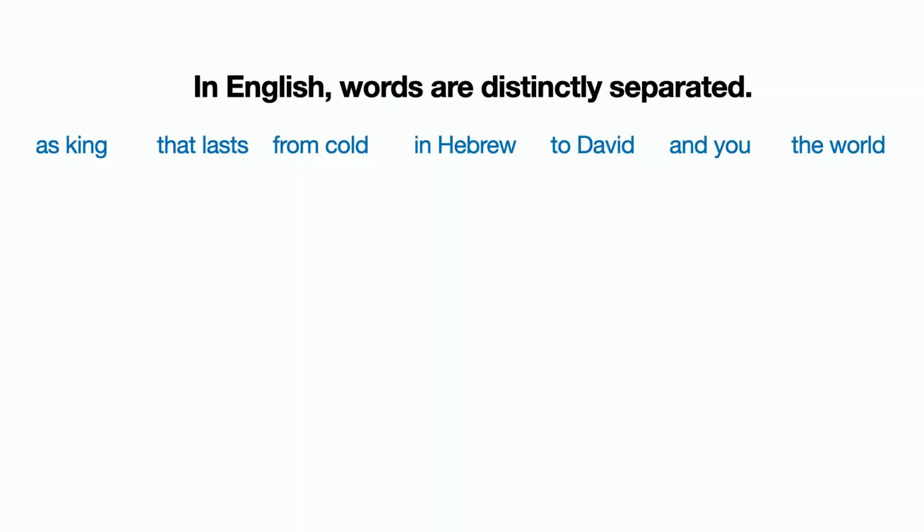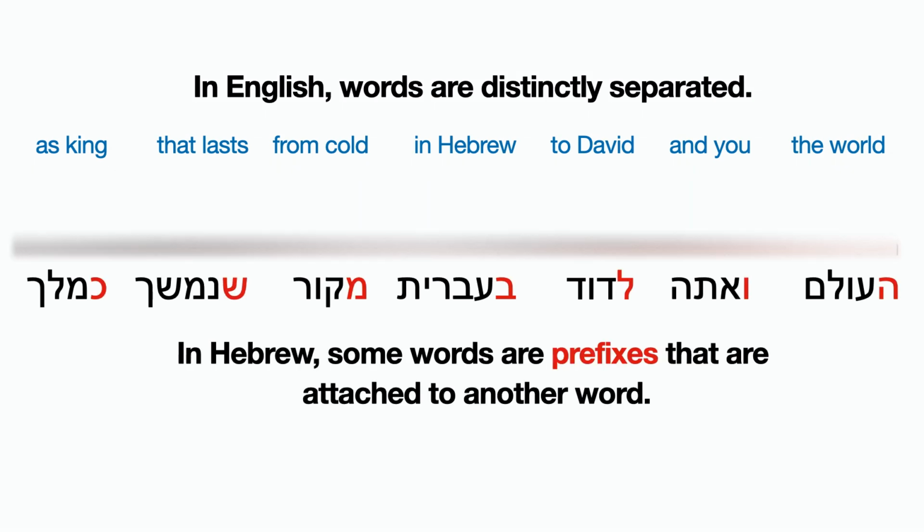So in English, we know that words are distinctly separated by spaces when we write them, right? So here we have the examples: the world, and you, to David, in Hebrew, from cold that lasts, as king. There is a space between the article or preposition or conjunction and the word that is being modified. But that is not the case in Hebrew. In Hebrew, the words that we consider as prefixes are attached to the word that they modify. So let's see these examples.